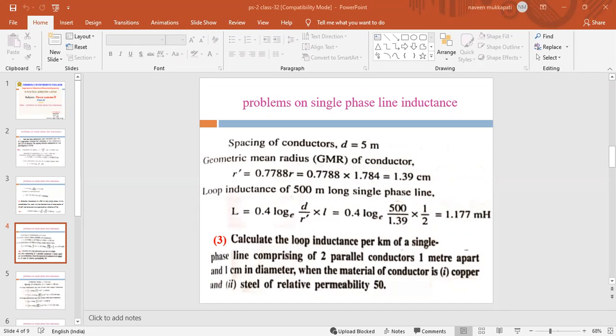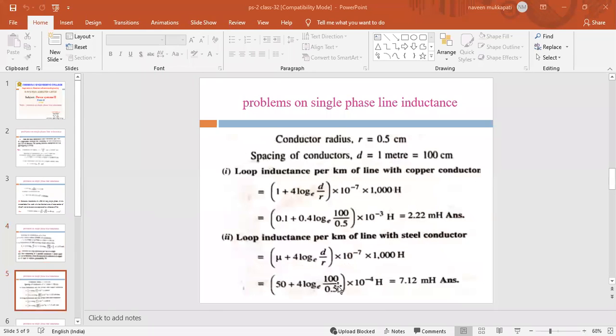Then we calculate the loop inductance per kilometer for both. We calculate two inductance values: the first inductance value is for the copper conductor, and the second is for steel of relative permeability 50. First of all, we write down the formula. What is the formula?